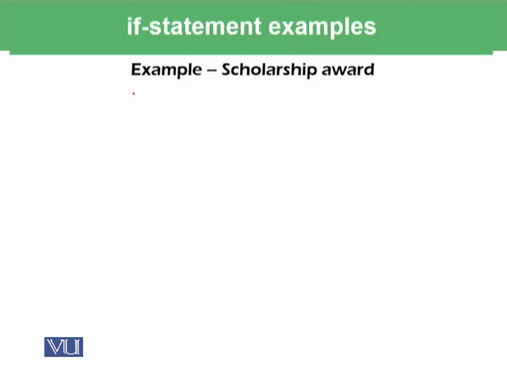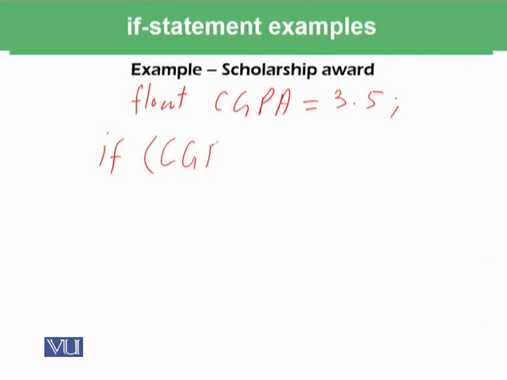So for example, we have float CGPA, and that is, for example, 3.5. So if we say if CGPA is greater than equal to 3.0, then cout give scholarship.